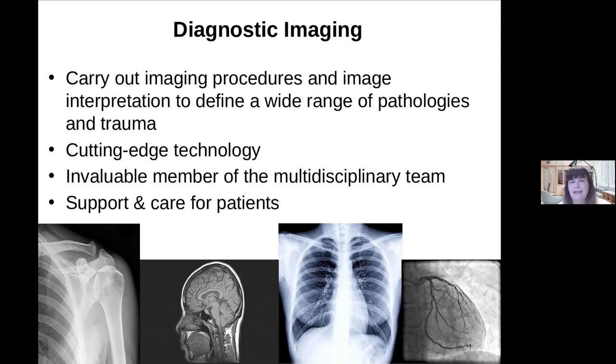The image next to that is a chest X-ray. So that white blob you can see there in the middle is the patient's heart. And the black areas that you can see are the lungs, because anything that's filled with air tends to show up dark on X-ray.